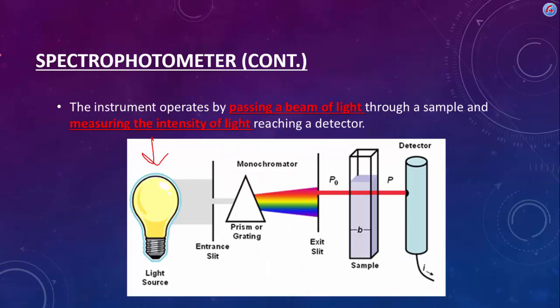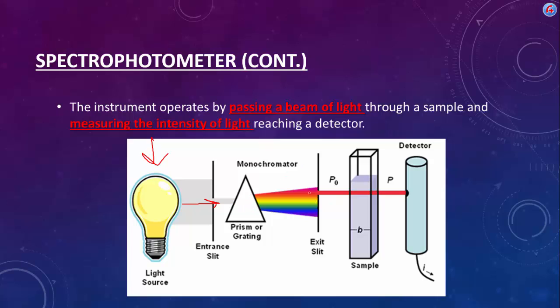So here's how a spectrophotometer works. You want to take a few notes here. A spectrophotometer works by passing a beam of light through a sample, and you measure the intensity of the light reaching the detector. Here's your light source. Light will shine through an entrance slit, which basically gets rid of most of the light. You don't want a ton of light coming through, you want a very small sliver. That slit of light will go through some kind of prism or grating, which we call the monochromator.